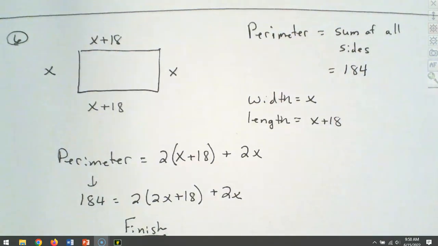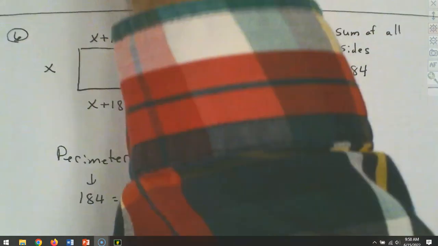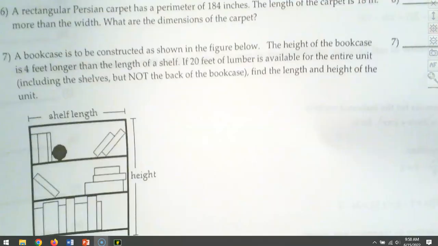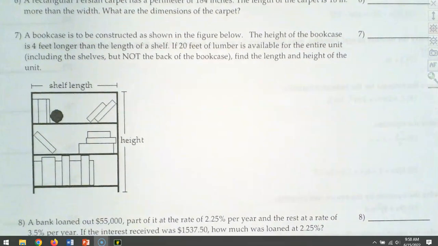Question 7, we're looking at a bookcase. We're going to be trying to build a bookcase out of lumber. So when we look at this question 7, what we have is a bookcase, and we're going to figure out how to solve this bookcase question.